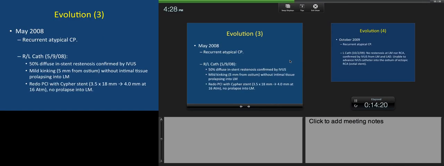One year later she again had atypical chest pain. So she underwent another cath, which showed a 50% diffuse in-stent restenosis, confirmed by IVUS, and a mild kinking without intimal tissue collapsing into the left main. So she underwent a redo PCI with a Cypher stent 3.5 by 18. And again, by IVUS, we did not see any prolapse into the left main.